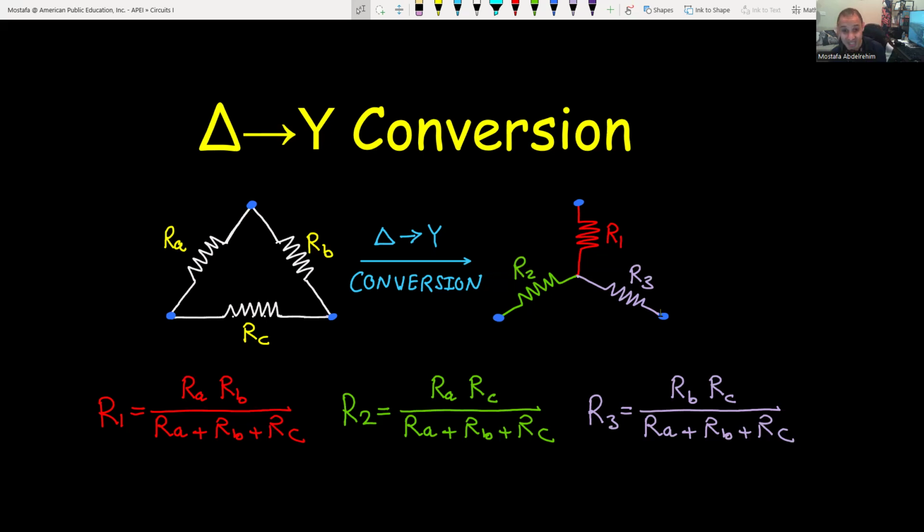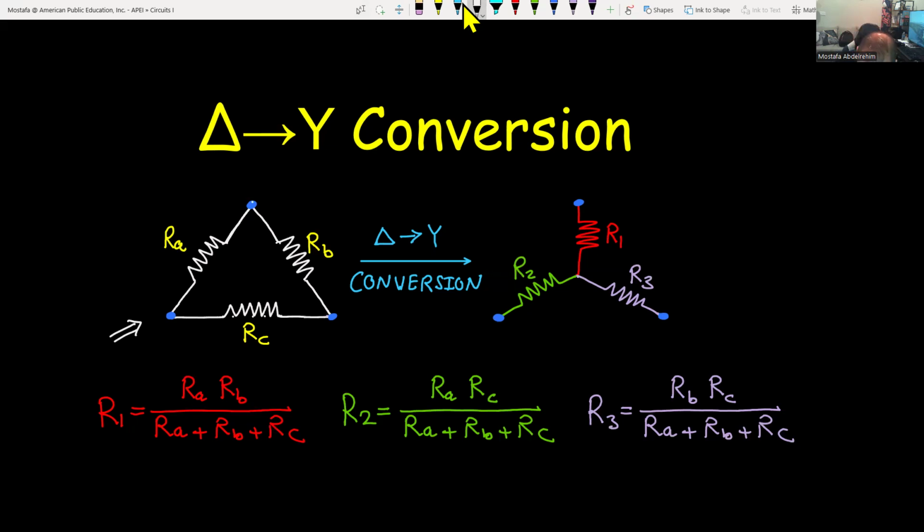So, what is Y? What is delta? Delta basically is this connection here. It is very similar to a triangle shape. So whenever you see your resistances make a triangle like that, you must think of a delta connection. And one thing to note here is that these resistances, RA, RB, RC, are not in series.